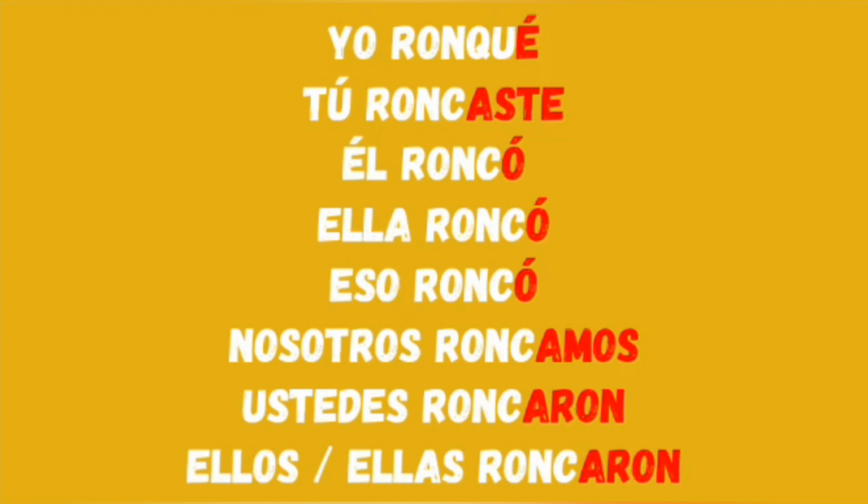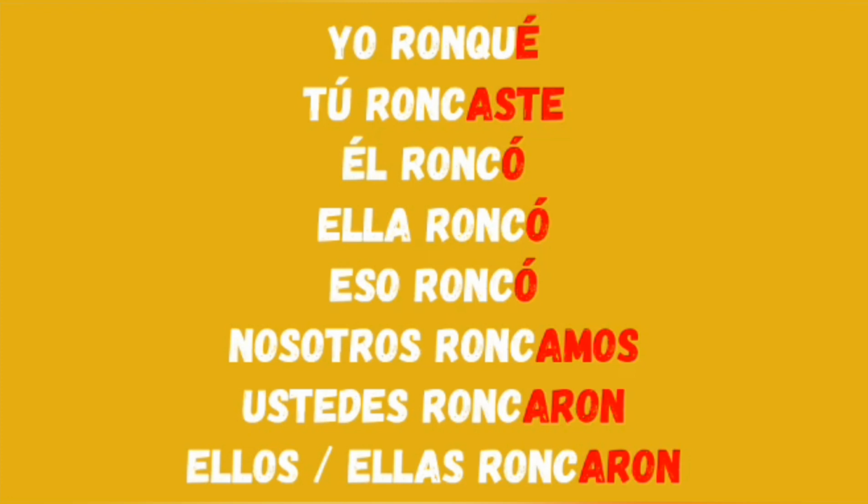To say she snored, you have to say ella roncó. To say it snored, you have to say eso roncó. To say we snored, you have to say nosotros roncamos. To say you snored in the plural form, then you have to say ustedes roncaron. And then if you want to say they snored, if you're talking about a group of boys, ellos roncaron. And if you're talking about a group of girls, ellas roncaron.